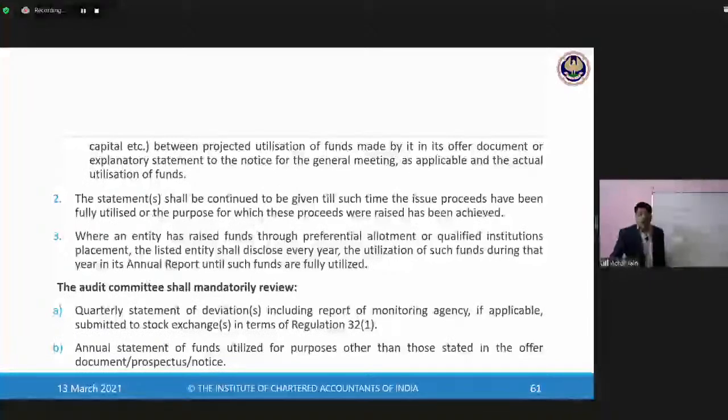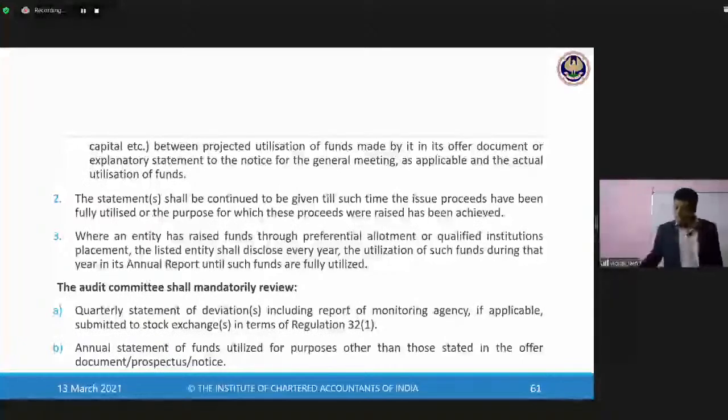Now, as regards the audit committee, they shall mandatorily review this quarterly statement, which will be submitted to the stock exchange, and the annual statement of funds utilized for purposes other than those specified in the offer document or prospectus. Okay.